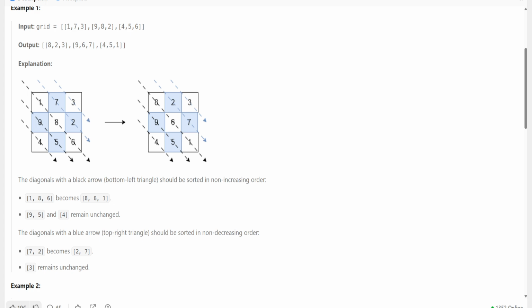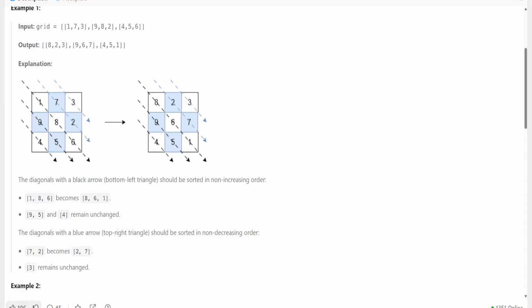Then we'll talk about the elements at 1 0 and 2 1. We have to sort that one also, meaning it should be 9 5.